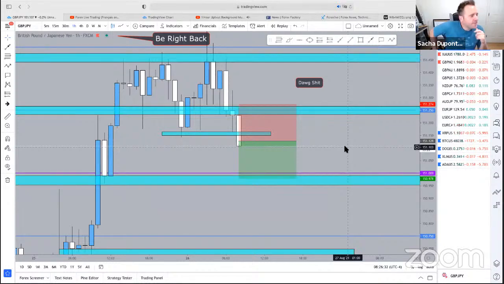I don't know why I have like 2 indicators here for my pip count. Oh, indicator list. There we go. Delete. And delete. Perfect. All right, let's go, baby. Let's go, let's go.